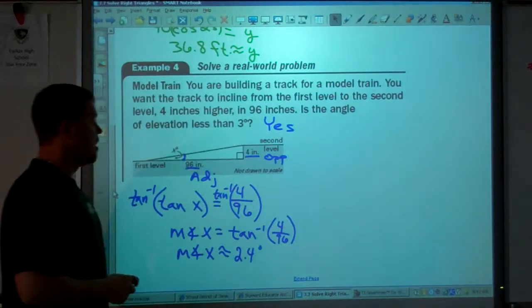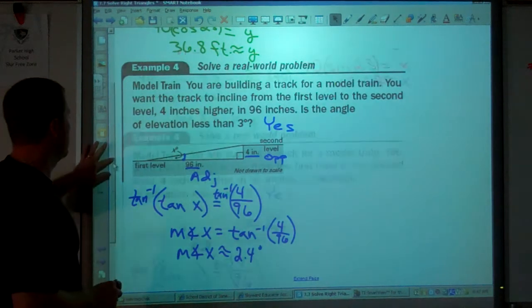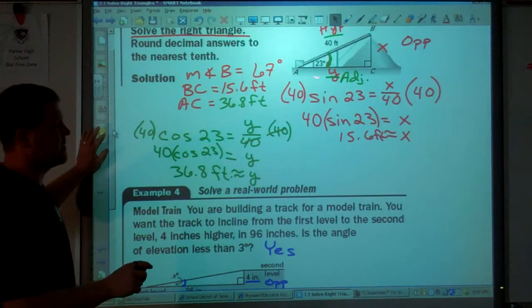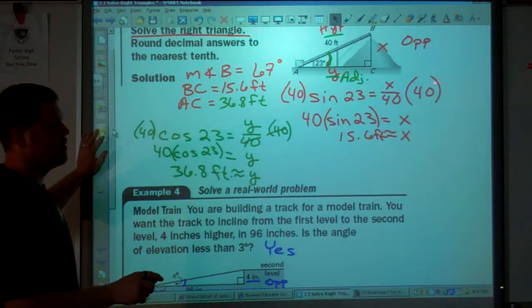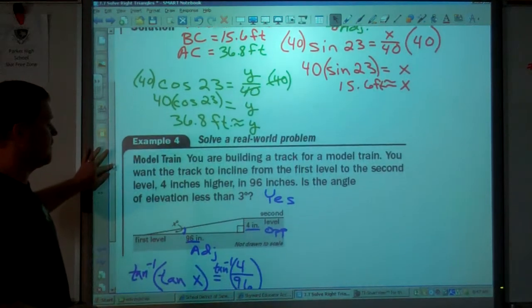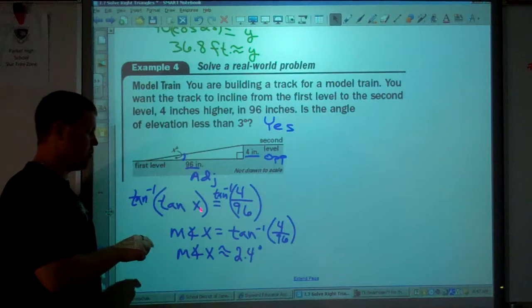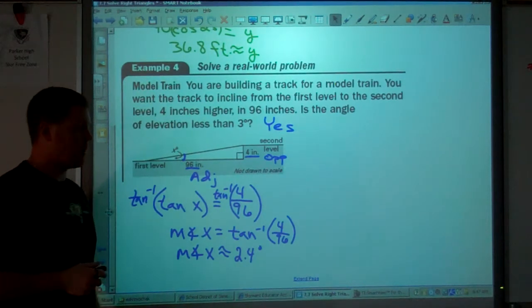So when you are trying to find the angle measure, you're using the inverse trig function. When you are trying to find the side lengths, and you know the angle measure, you're not using the inverse trig function. Know the difference. The only time you're using the inverse trig functions will be when you're trying to find that angle measure.